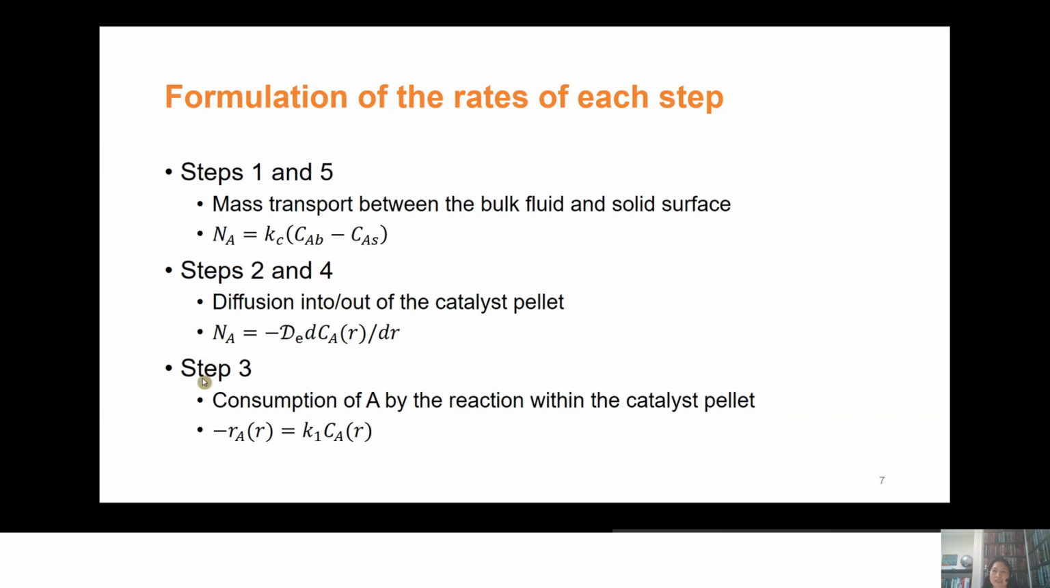And then step 3 is just a typical reaction at the conditions at a particular point inside the pellets. Here we wrote it for a first order reaction. Again, I would like to emphasize that Ca, the concentration of A, is a function of the radial position in the pellets, so write it this way, Ca of r. So we have all of the rates.